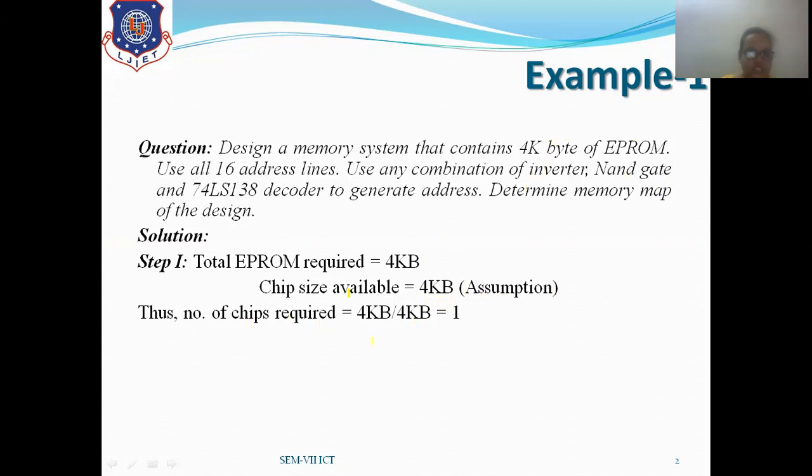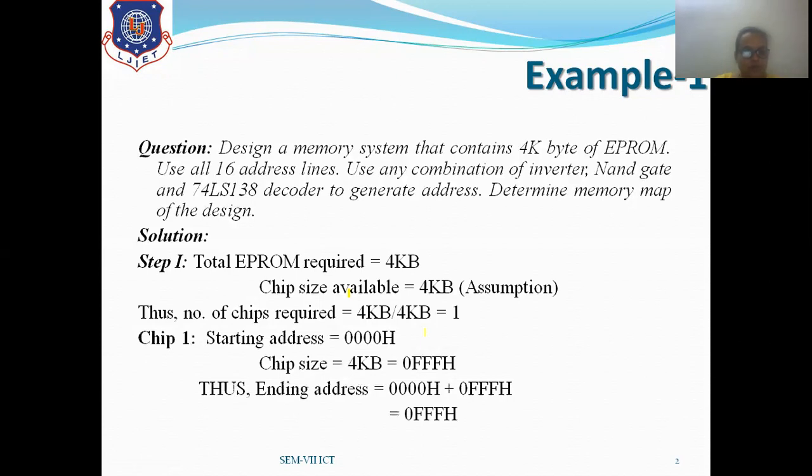Thus the number of chips required will be the total ROM required, 4 KB, divided by the size of each chip, 4 KB. So we will require a total of 1 chip. This is step 1. Now in step 2, we need to find the starting address and ending address. As we have studied in the important points, the starting address of the ROM should always be 0000H.